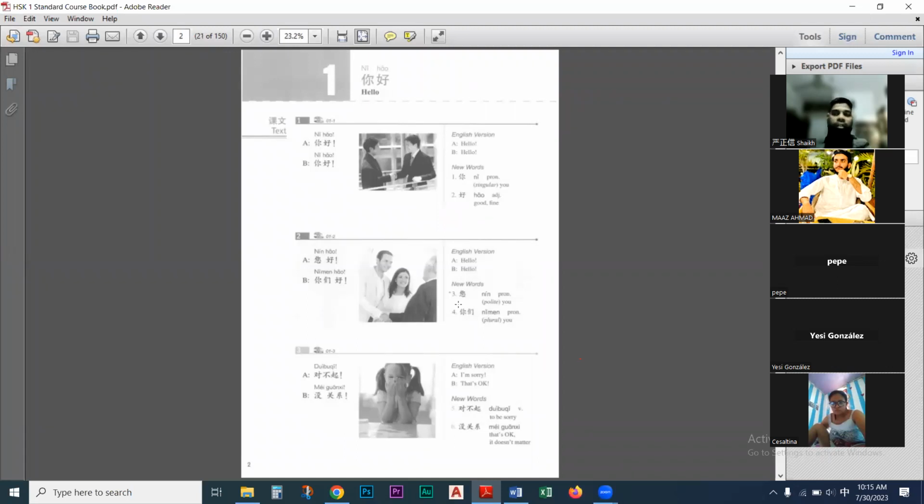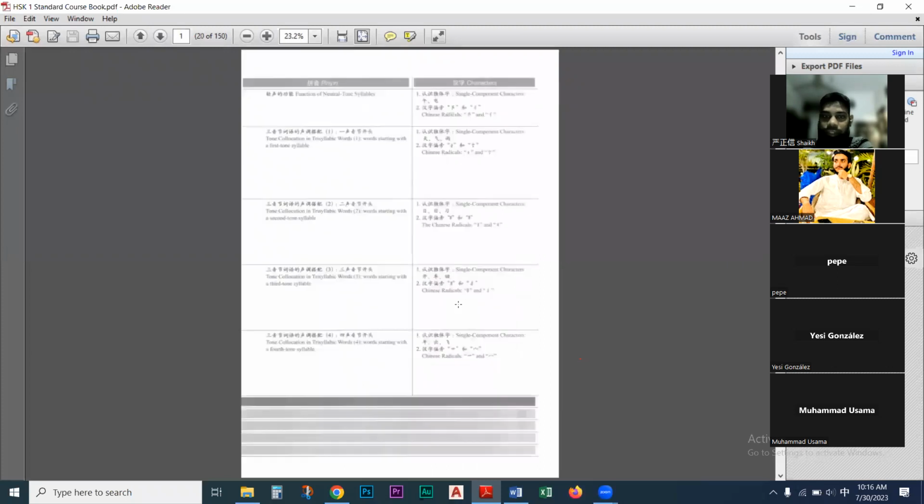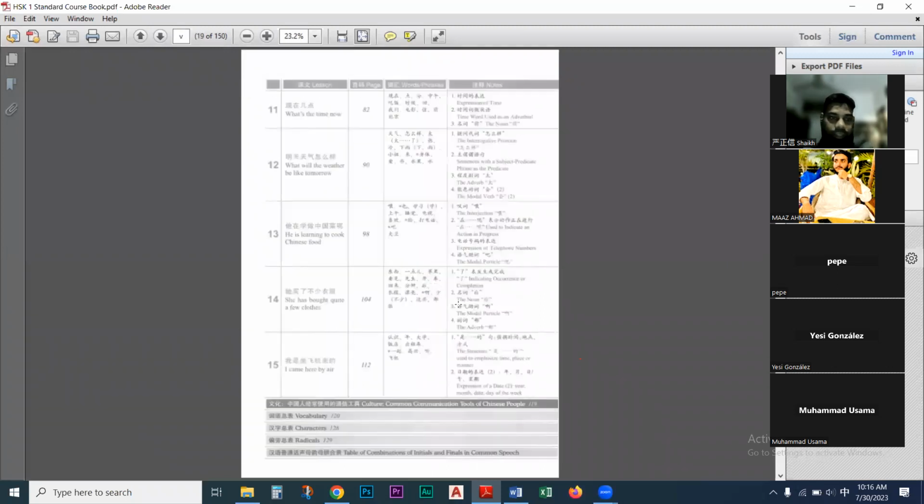Okay, so this is chapter number 1. As I have told you, we will study this HSK level 1 course, and in this course we will study a total of 150 words. These 150 words are distributed across 15 chapters of this HSK course book. So during our sessions, we will study these 15 chapters. Let me show you the names of the chapters.